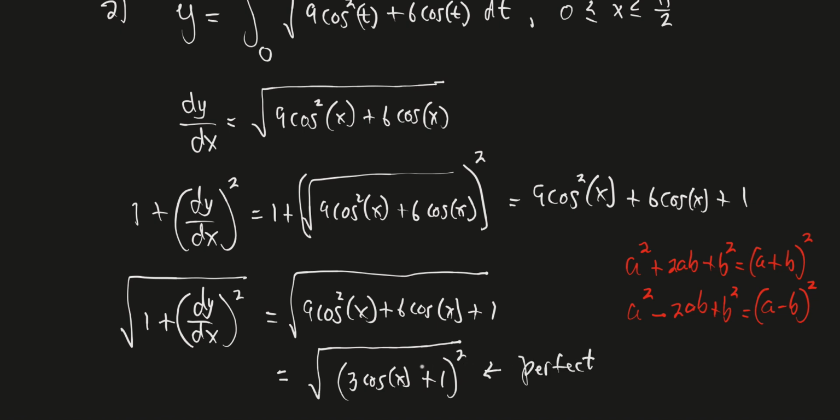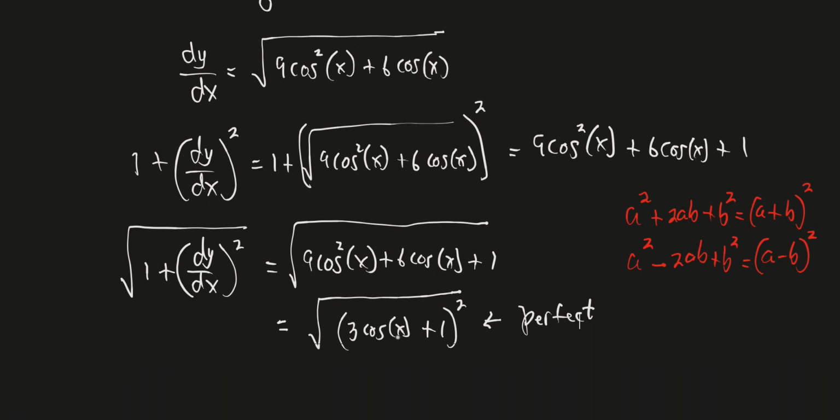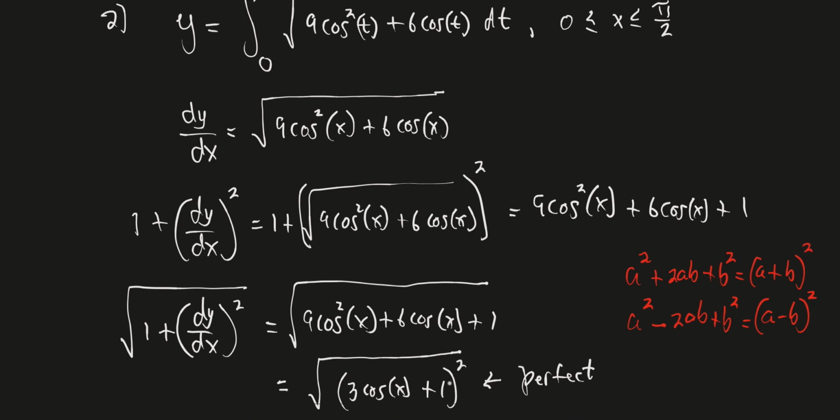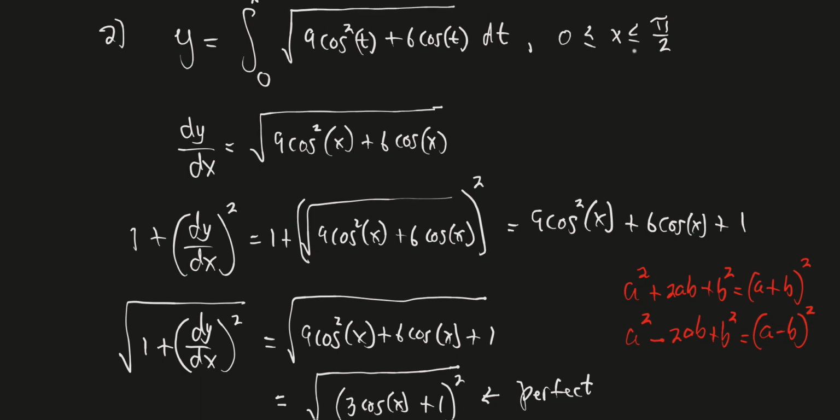And what happens when you take the square root of a perfect square? They cancel out, because they're inverse functions. The power function 2 is the inverse function of the square root, and vice versa. So this simplifies to 3 cosine of x plus 1. So this is what we have to integrate, and let me remind you, the limits of integration: x goes from 0 to pi over 2.